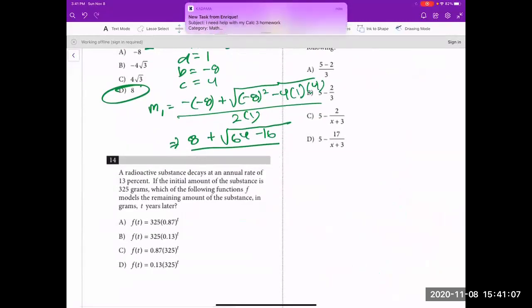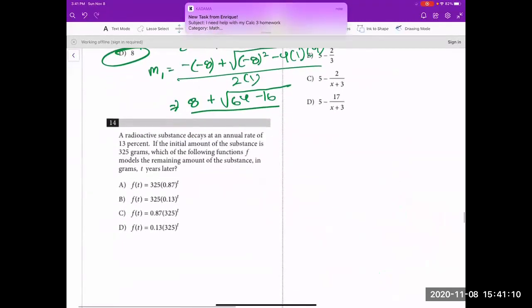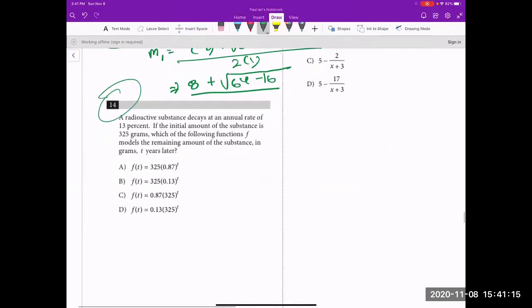All right, so for 14, this is another one about interpreting the variables. Yeah, this one isn't that bad because they give you this thing, right? And then what they want you to do is the actual opposite of that. So it would be 100 minus 13, so 0.87. And this is a decay. So which of the following remaining, and then 10. Yeah, so that's exponential.